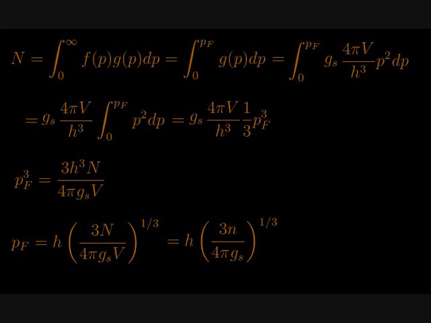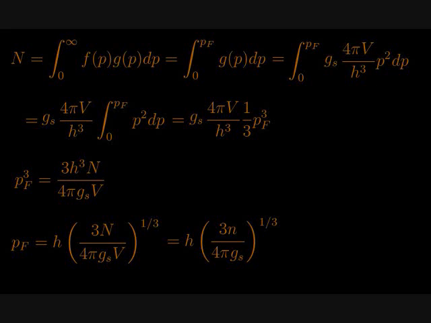So first, write the expression for the total number of particles. It's the integral from 0 to infinity, distribution function times the density of states. But the distribution function is 0 if the momentum is greater than the Fermi momentum, and it's 1 if the momentum is less than the Fermi momentum. So the integral from 0 to infinity of f of p, g of p dp, is just the integral from 0 to p sub f, g of p dp.